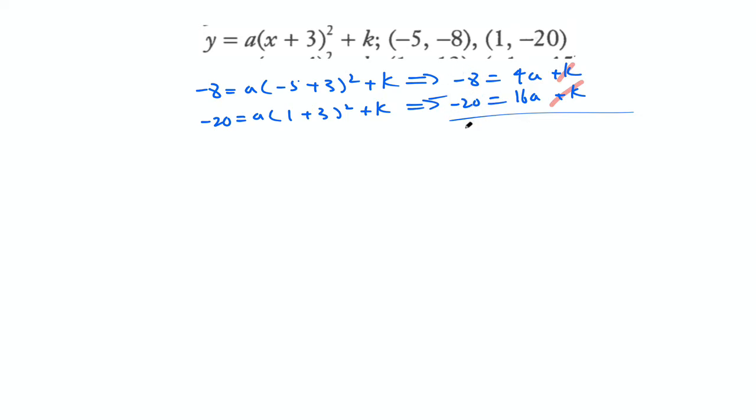Subtracting, you end up with just 12 = 4a - 16a, so that's going to be -12a. Dividing both sides by -12, you get -1 for your a value.